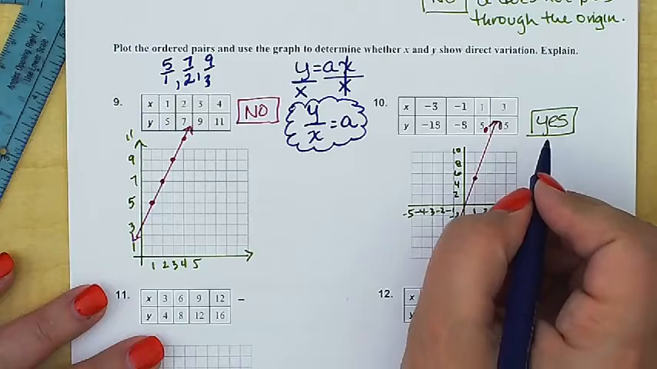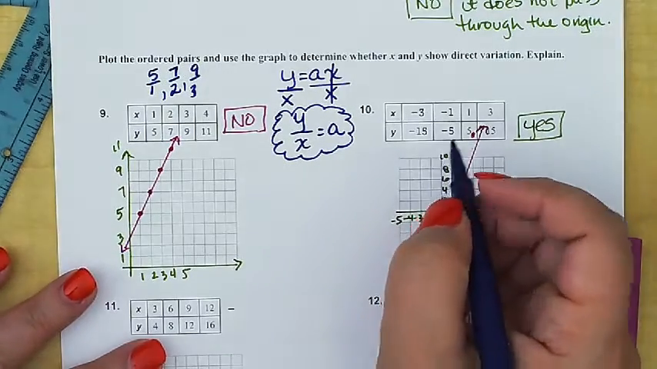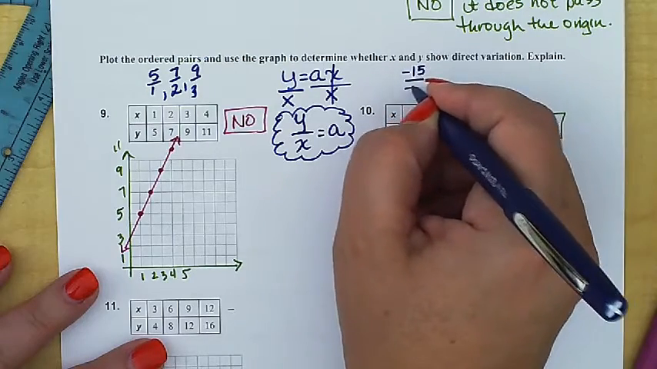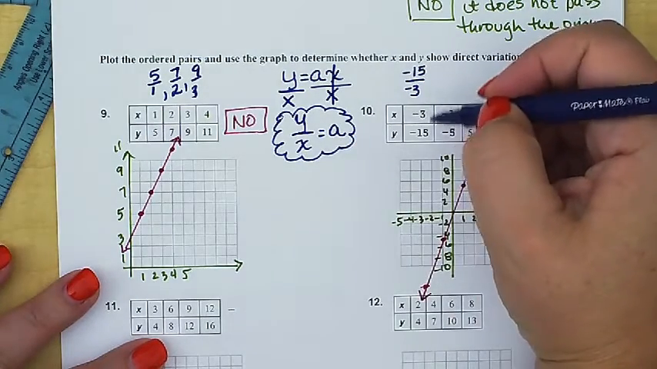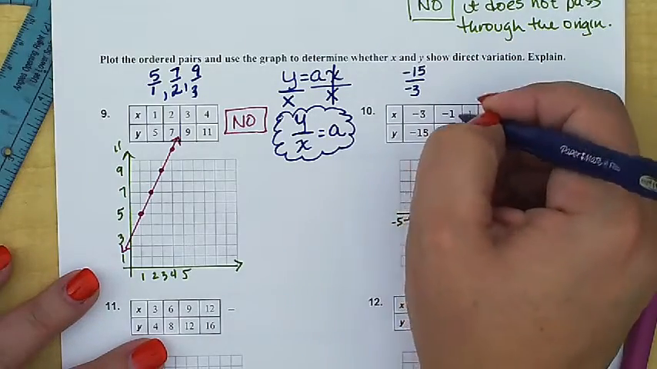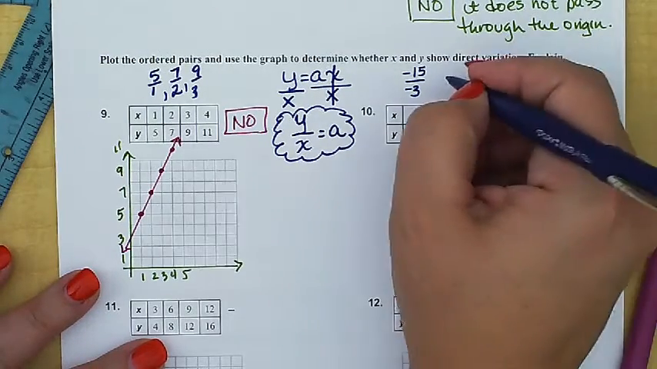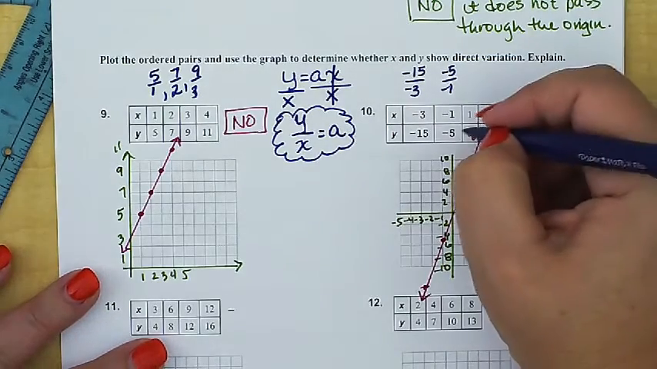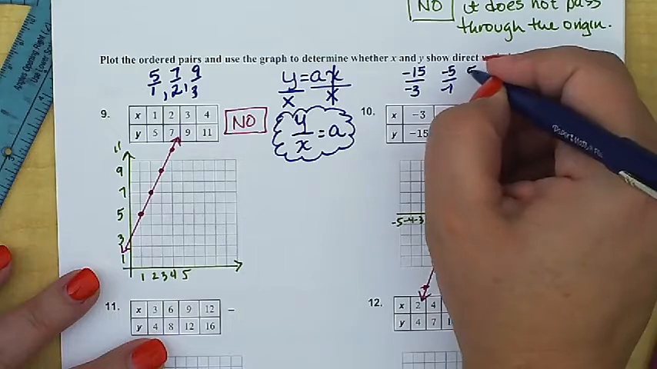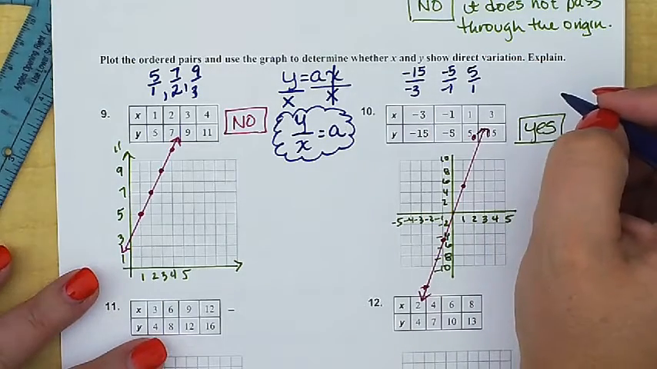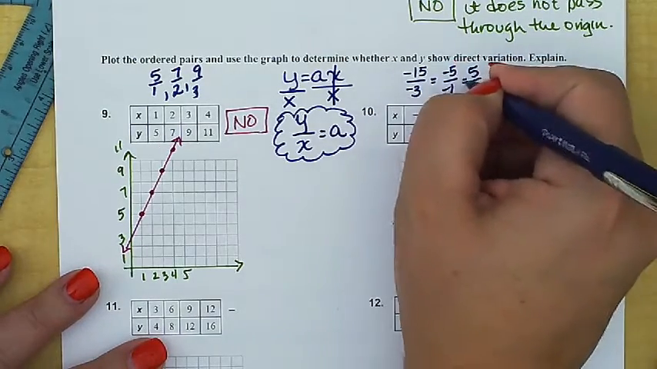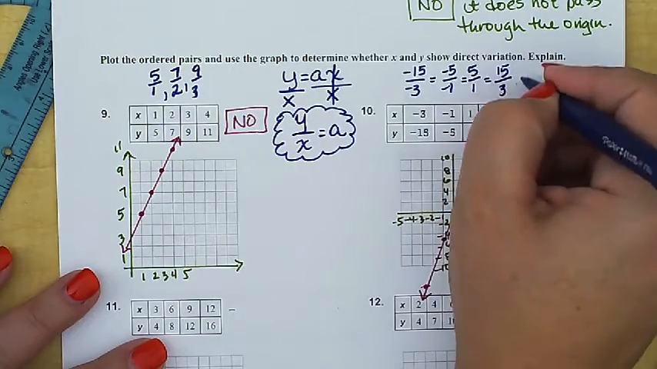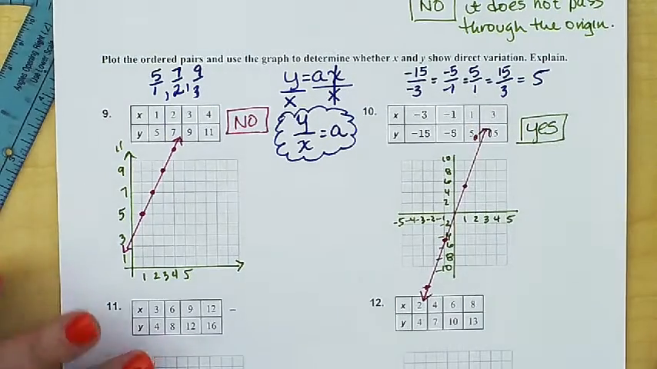But look at this one. This one passed through the origin. Let's look at the data points here. If I do the same test, I would do negative 15 over negative 3, which we know reduces to just 5, okay? And then if I compare that to this set, y over x, that'd be negative 5 over negative 1. Guess what? That's also 5. And if we tested this one, y over x would be positive 5 over positive 1. That's also equal to 5. So this is equal to that and is equal to that. And this last one, which was 15 over 3, guess what? That's also equal to 5. All of these equal 5. Every y to x ratio.